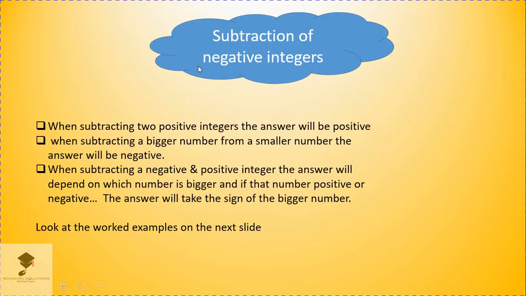So we're going to look at the subtraction of negative integers. When subtracting two positive integers, the answer will be positive, like we did in the previous slide. Then when subtracting a bigger number from a smaller number, the answer will be negative, like we also did in the previous example. When subtracting a negative and positive integer, the answer will depend on which number is bigger, and if that number is positive or negative, the answer will take the sign of the bigger number. Now let's look at the worked examples on the next slide.